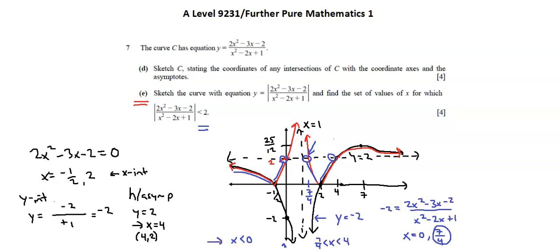I'll take these two x intervals and use them in my final answer. x is less than 0, and 7 over 4 is less than x is less than 4. This completes the requirements for question 7, D and E.